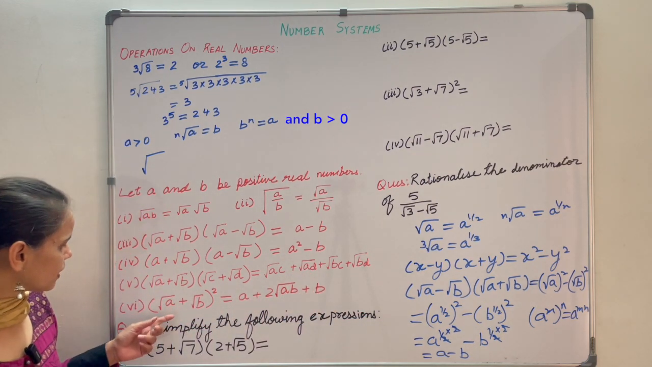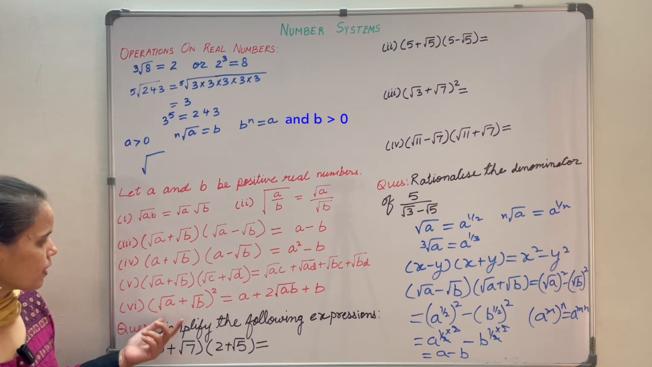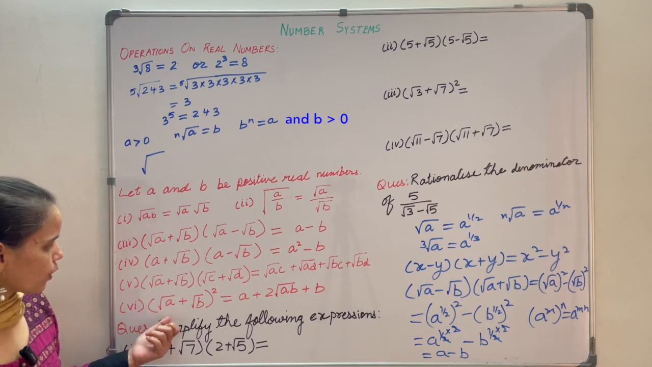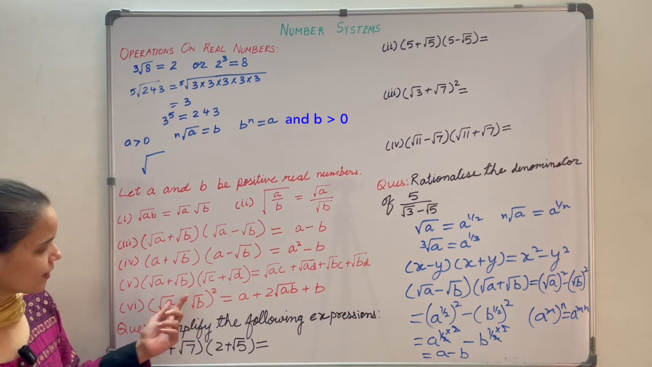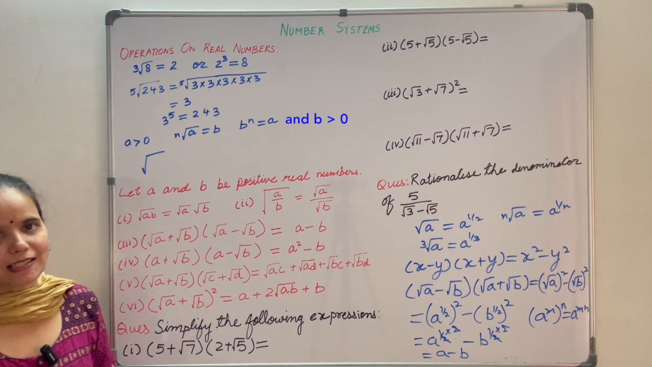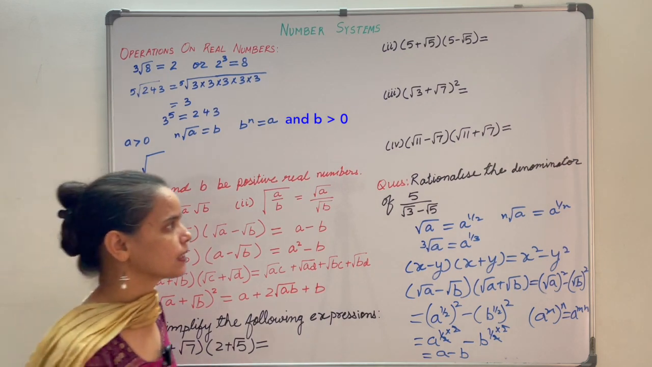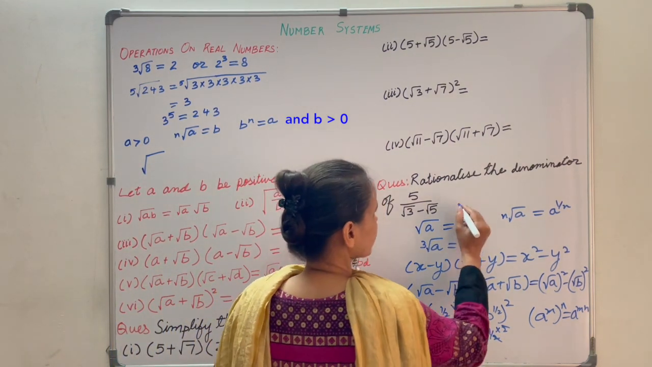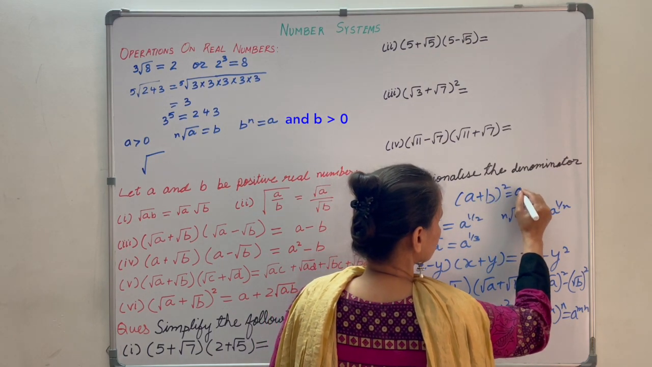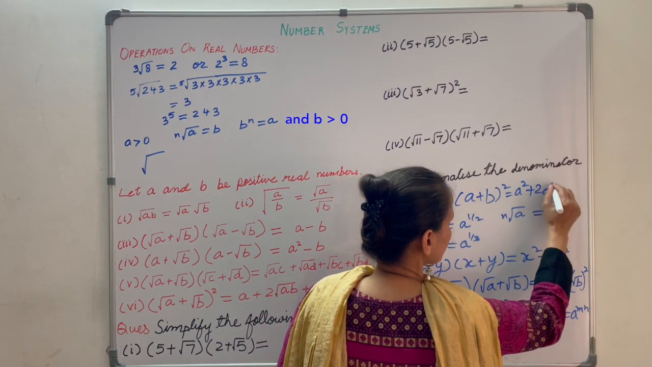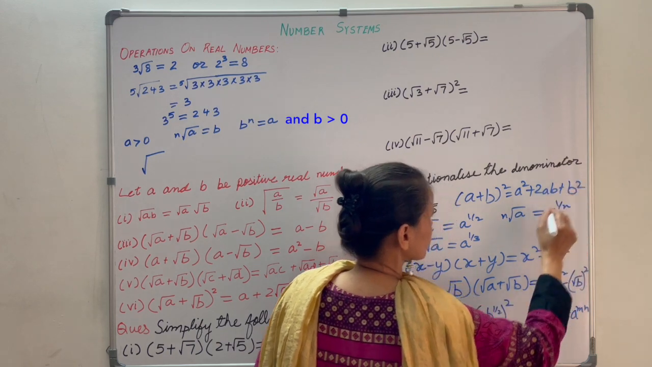Let us move on to the last identity. Here you have inside the brackets square root of a plus square root of b. You have to take the whole square. Here also you can use one identity which you have used in your earlier classes, that is (a plus b) whole square is equal to a square plus 2ab plus b square.